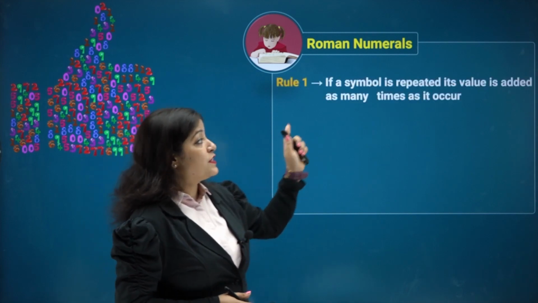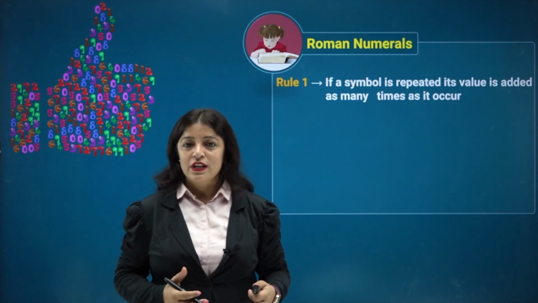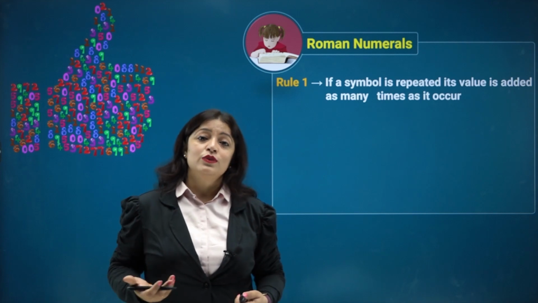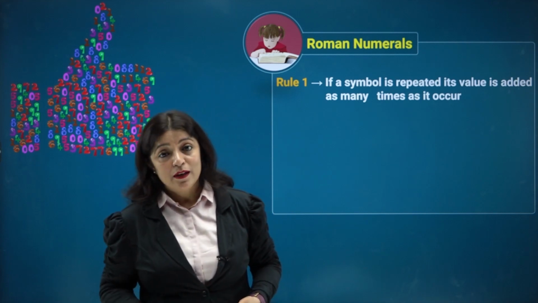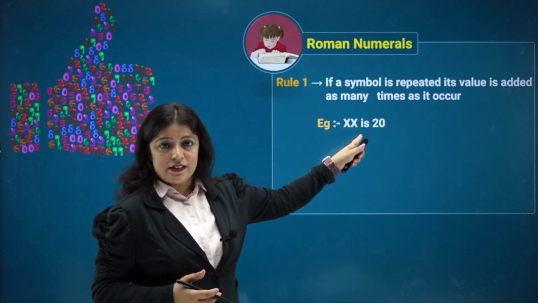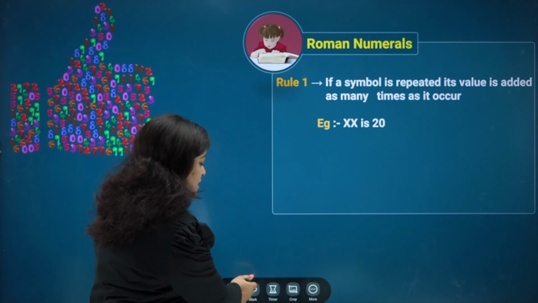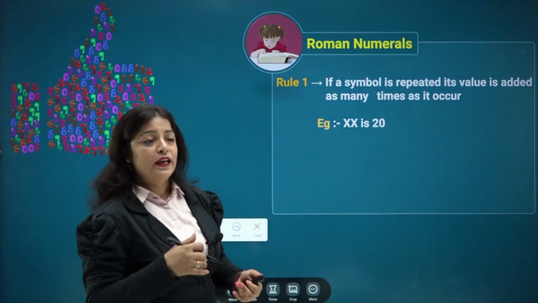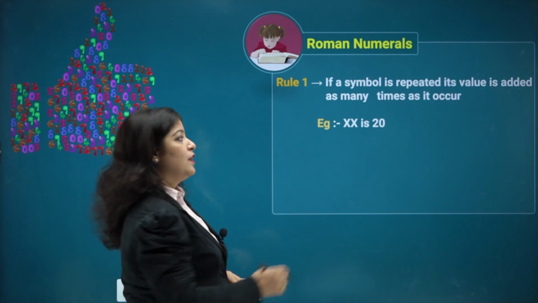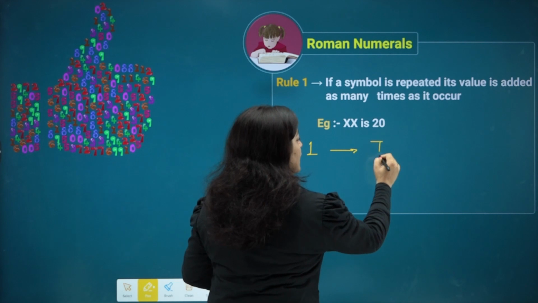Now, whenever we are writing any Roman numerals, what we have to see is, if a symbol is repeated, the value is added to the number as many times as it occurs. For example, if I am writing XX, now here, before starting this, let me first introduce you to some of the Roman numerals also. In general, though you have already read in your junior class, but still, let's see, the number 1 will be written with the letter I.